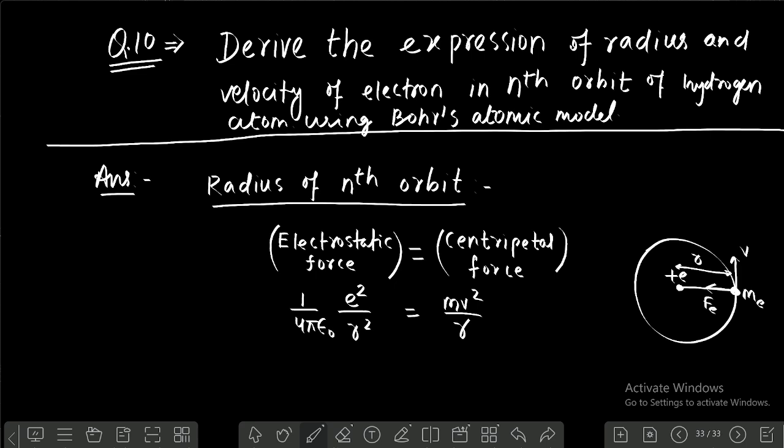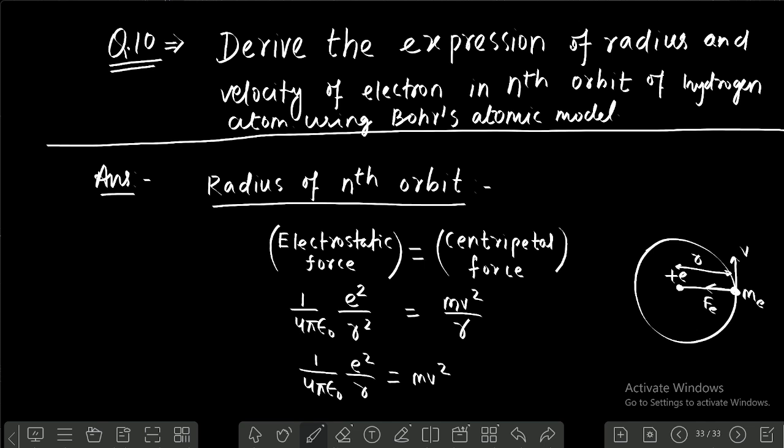All of you listen. Here r and r will cancel. So we'll get e square by r equal to mv square. Now I want to substitute v square here. From where will I bring v square?